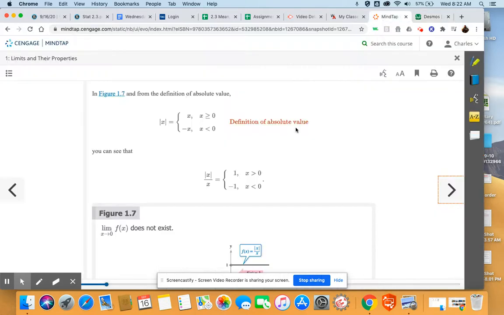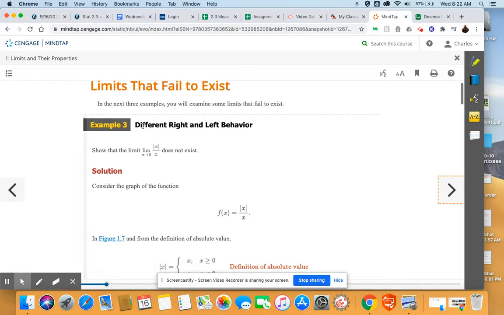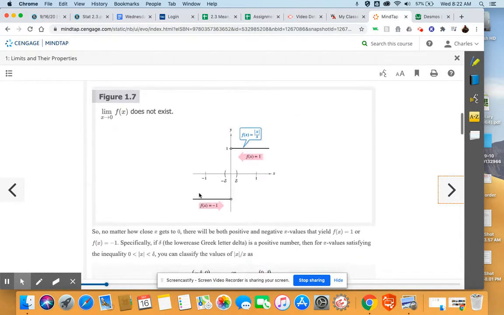The name we utilize for this is something that we call different right and left behavior, or differing behavior. This function at x equals 0 fails to have a limit solution. So we would say the limit of our function as x approaches 0 does not exist. Okay, and there are numerous circumstances in which this could happen. This absolute value is a very, very common example of that.